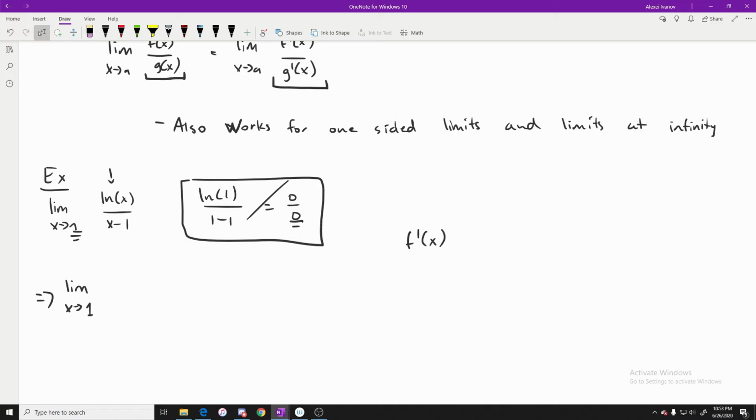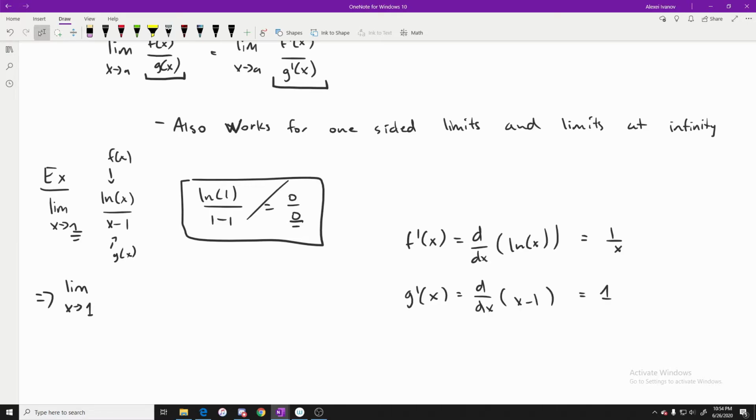So I'm going to call this f of x right here, and this we'll call g of x, just to stick alongside the definition. So the f prime of x would be, in this case, d over dx of ln x, and we know that this would be 1 over x. And then g prime of x would be d over dx of x minus 1, which is just 1. So this would be f prime of x and then g prime of x. So we would end up getting the limit as x approaches 1 of 1 over x over 1.